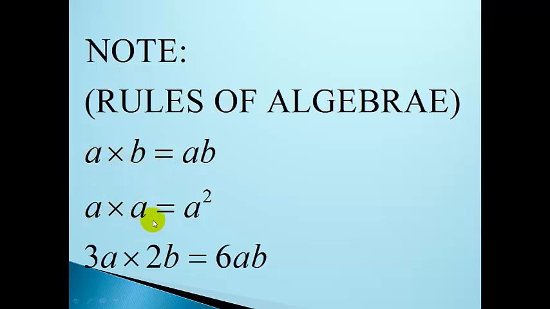Now a times a equals a squared. That is, an element by itself is the square of the element. So a times a equals a squared. Now 3a times 2b. We first multiply the coefficients. So 3 times 2, and that will give us 6. Then we multiply a by b, and that gives us ab. Take note of these rules of algebra.